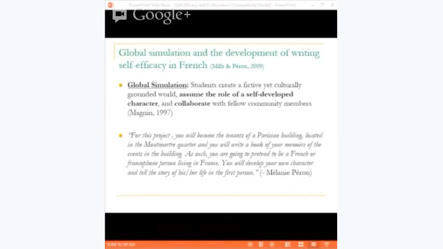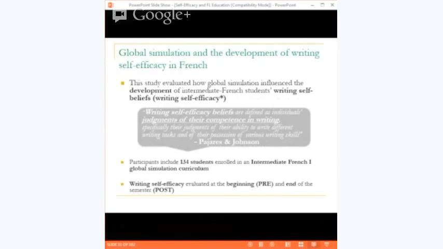So my interest was how global simulation influenced the development of their writing self-efficacy beliefs. And writing self-efficacy beliefs are their judgments of their competence in writing, their ability to write different types of writing tasks, and the possession of different types of skills. So what I did was, I was the coordinator of the intermediate level at the time, and the participants included about 134 students enrolled in Intermediate French 1 in this particular curriculum. We evaluated writing self-efficacy at the beginning and at the end of the semester.